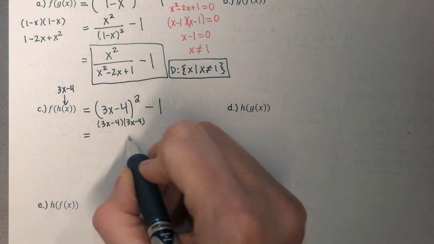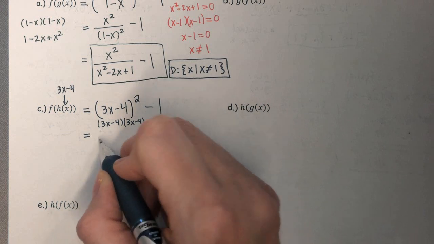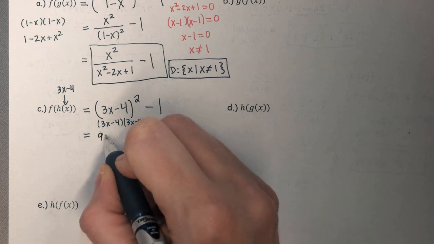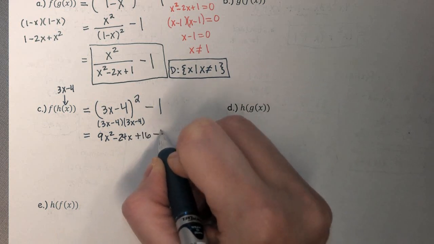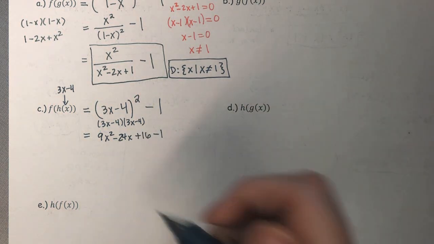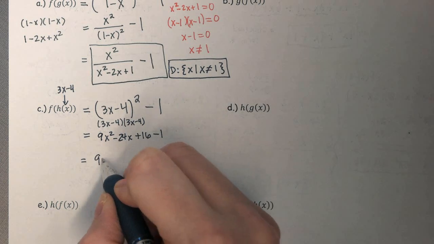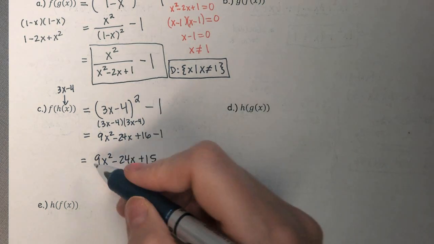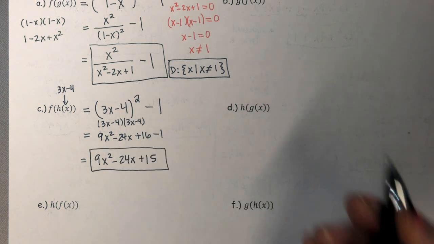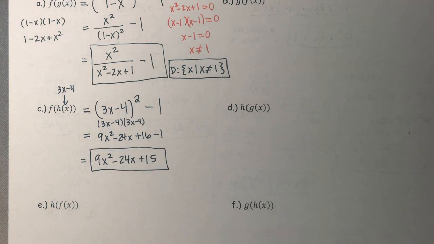All right, so you foiled this, and then Zach, what'd you get when you foiled this? 9x squared minus 24x plus. Yeah, and then you still have the minus 1 on the end, so our next step is just to combine your like terms. So 9x squared minus 24x plus 15. Okay, and then we're just going to look at the restrictions.